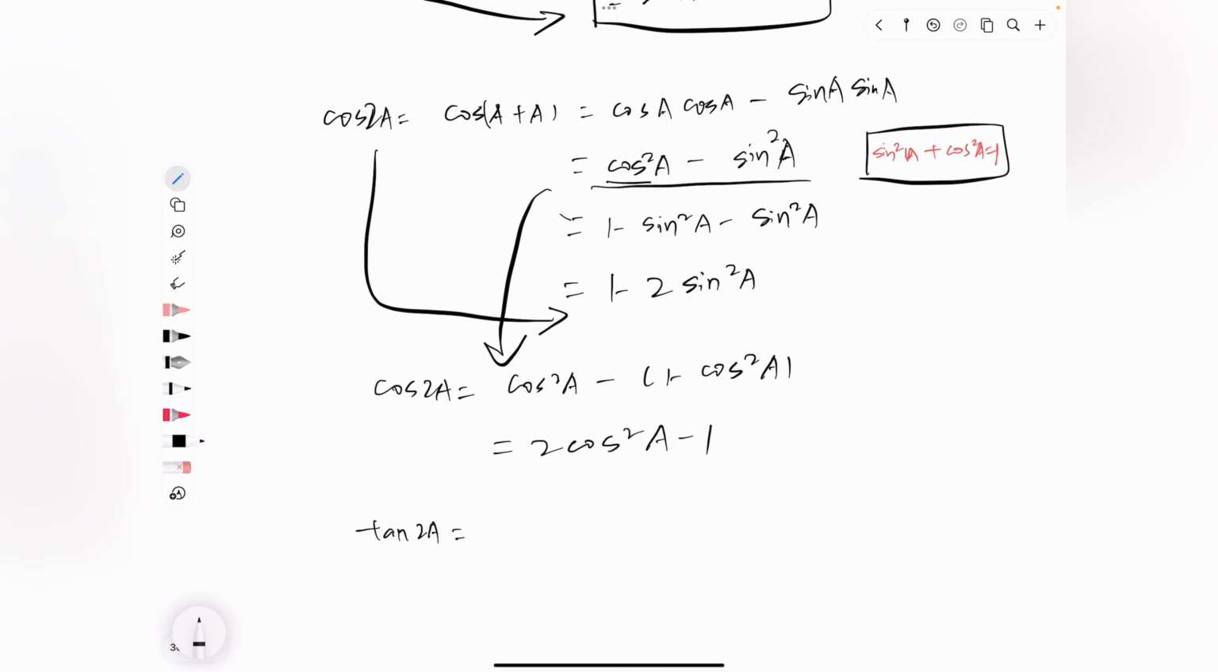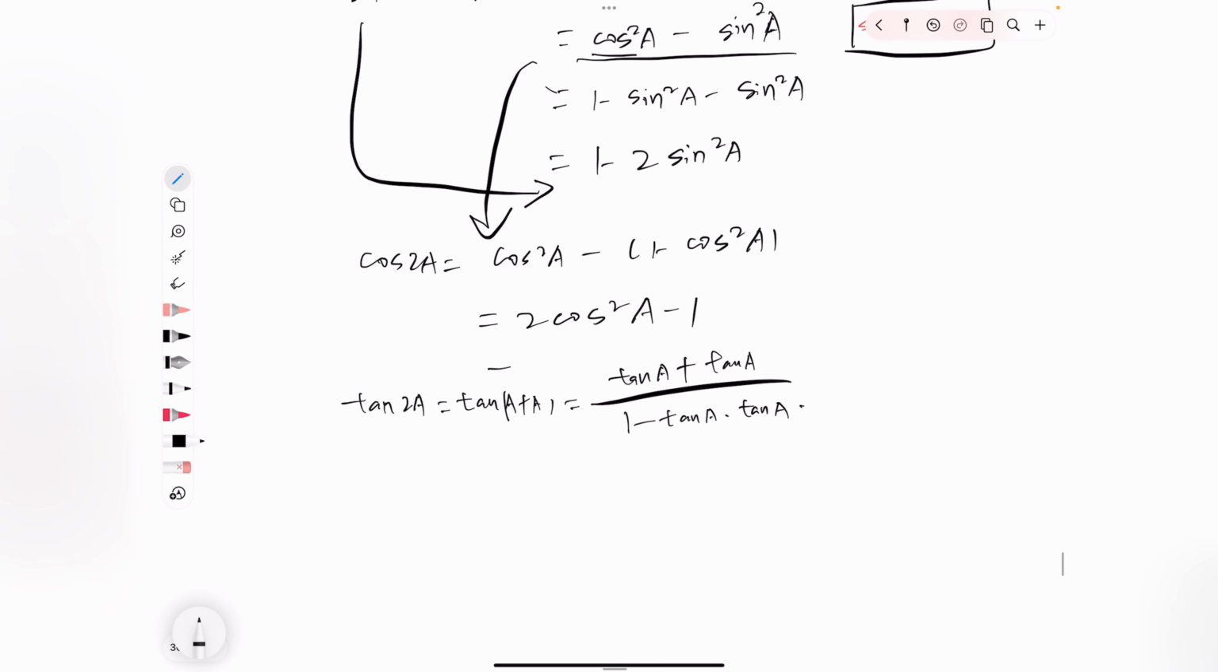Tangent 2A equals tangent A plus A. We can use the sum. So that will be tangent A plus tangent A over 1 minus tan A times tan A. That will give us 2 tangent A divided by 1 minus tangent A square.